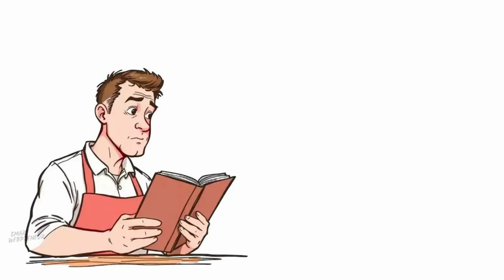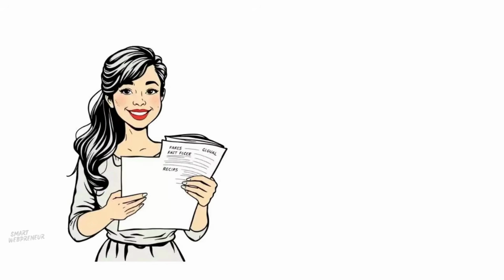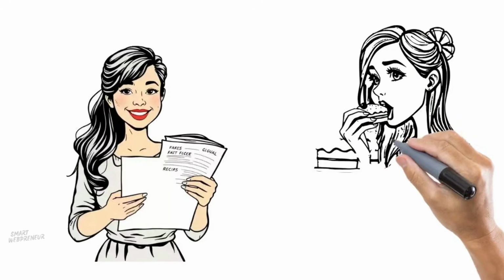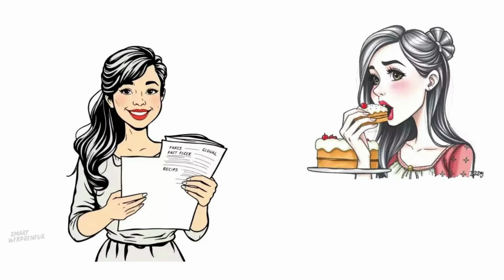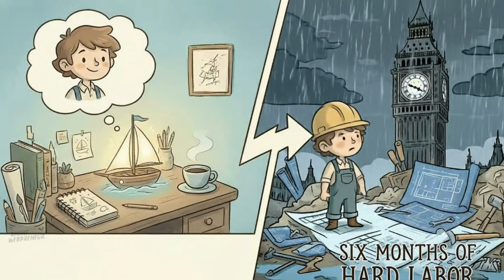But then, reality hits you like a wet sack of flour. Because to actually make that book, you need recipes, like dozens of them. You need to test them. You need high-resolution, mouth-watering photography that doesn't look like it was taken on a potato. And we aren't even done yet. You need layout design, typography, copyright pages, and formatting that doesn't completely break the second you try to upload it to Amazon. Suddenly, your fun little passion project looks a whole lot like 6 months of hard labor.